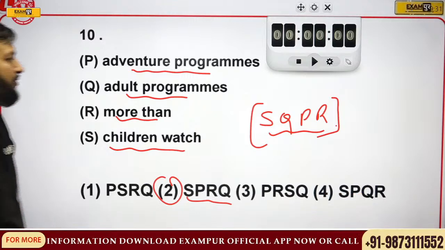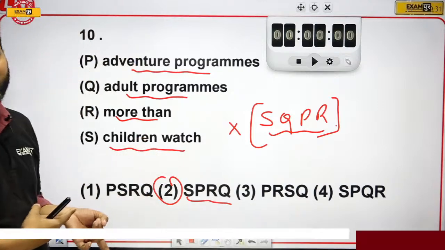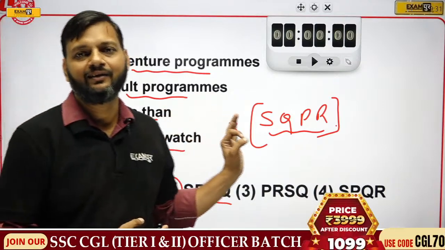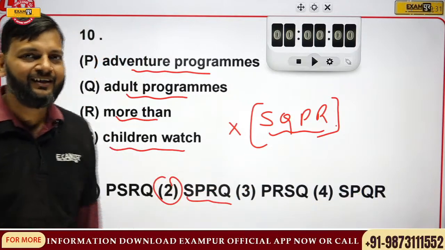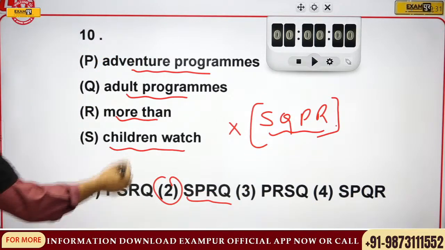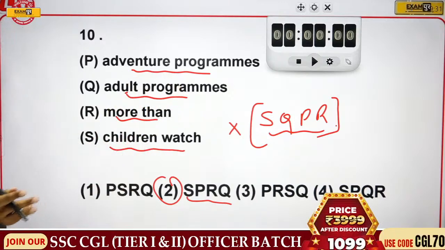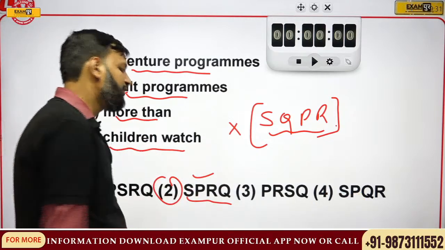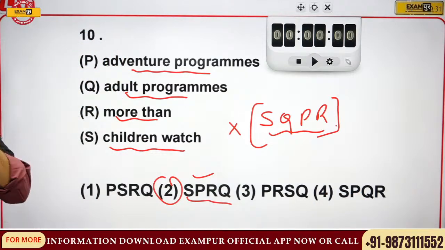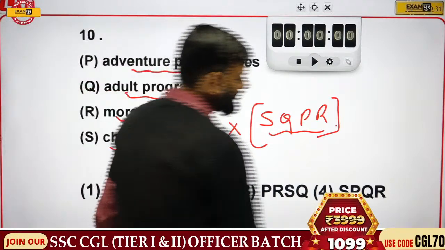But this is not the right answer. This answer can be right grammatically, but this is unethical. Okay, unethical, and we should not promote such things. Like, this means that children watch adult programs more than adventure programs. Okay, so from your point of view, this option can be right, but here SPRQ is the right answer. Okay, let's see the next question.